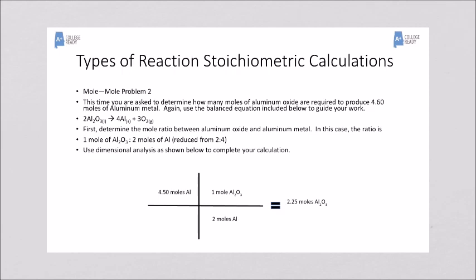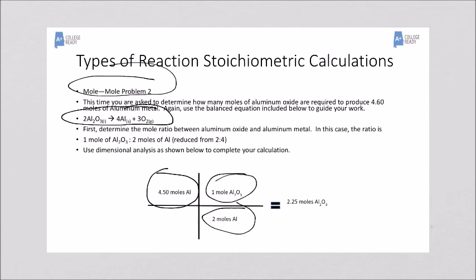Let's do another mole-mole problem. So this time we want to know how many moles of aluminum oxide are required to produce 4.6 moles of aluminum metal. So again, we look at our balanced equation. We write down our given. We're trying to figure out how much aluminum oxide we needed to make this 4.5 moles of aluminum. So we get a mole ratio between aluminum and aluminum oxide, 4 moles of aluminum to 2 moles of aluminum oxide, which we're going to reduce down to 2 to 1 mole ratio.